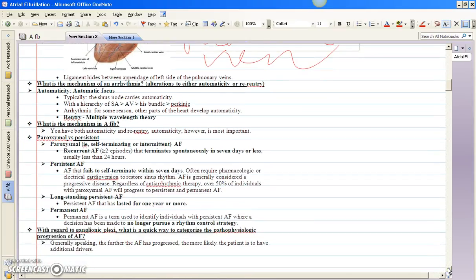So, we're talking about atrial fibrillation, and it's the most common type of arrhythmia. But we want to ask ourselves, what is an arrhythmia, right? A very simple way to think about it is that any arrhythmia is an alteration of either automaticity or reentry. So, what is automaticity? Well, typically we like to think of the sinus node carrying the automaticity, right? The hierarchy being the SA to the AV, His, Purkinje's, accessories. But in arrhythmia, for some reason unknown, we get other parts of the heart that develop this automaticity.